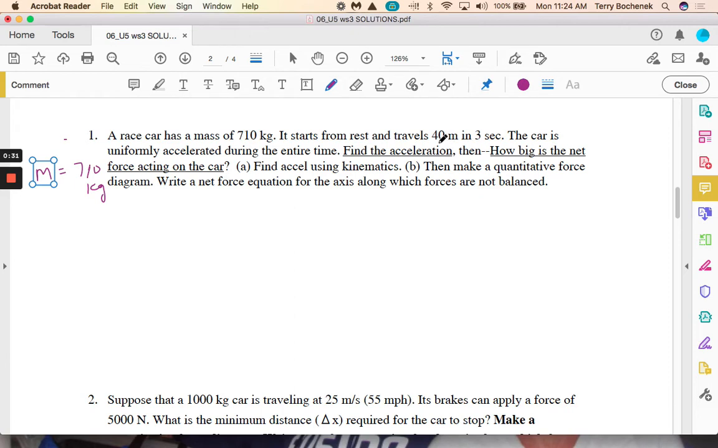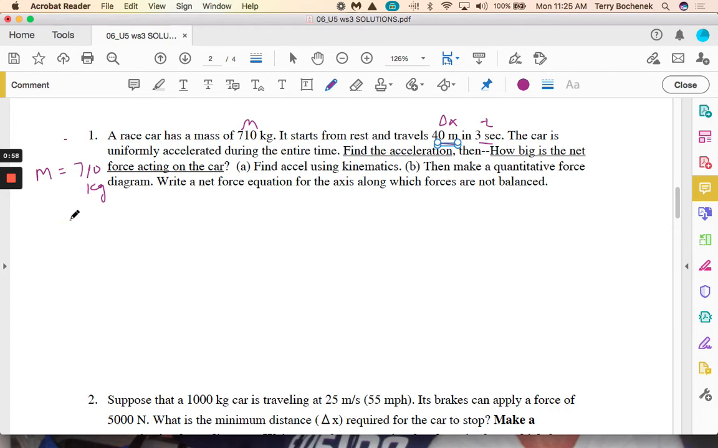It travels from rest to 40 meters in 3 seconds. This is not a speed. This is how far it goes. So this is our delta x, and this is our time. This is our mass. The car is accelerated uniformly. That means that acceleration is constant. It gains speed at a constant rate. So find the acceleration and how big is the net force.